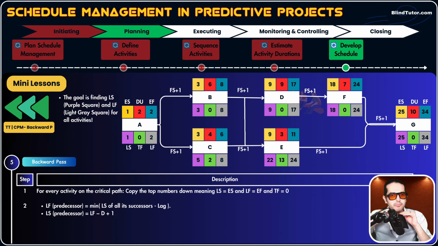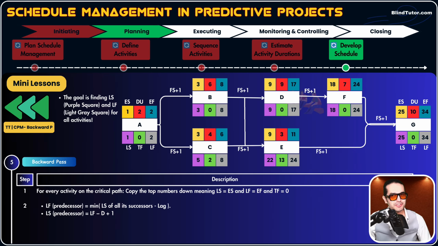Now, the minimum of late start of these successor activities. Let's see the latest start, that purple square, for the successor activities of activity C. Latest start of D is 9. Latest start of E is 22. What's the minimum of 9 and 22? 9. Okay, so 9 minus lag. What's the lag? 1. 9 minus 1? 8. So 8 is the late finish of activity C, that light gray.